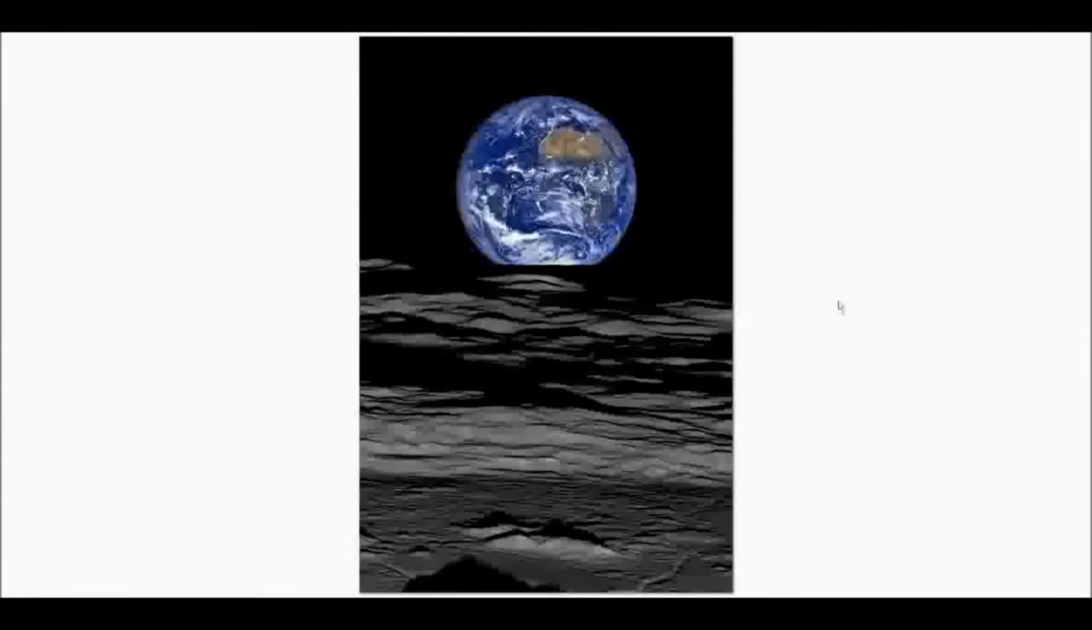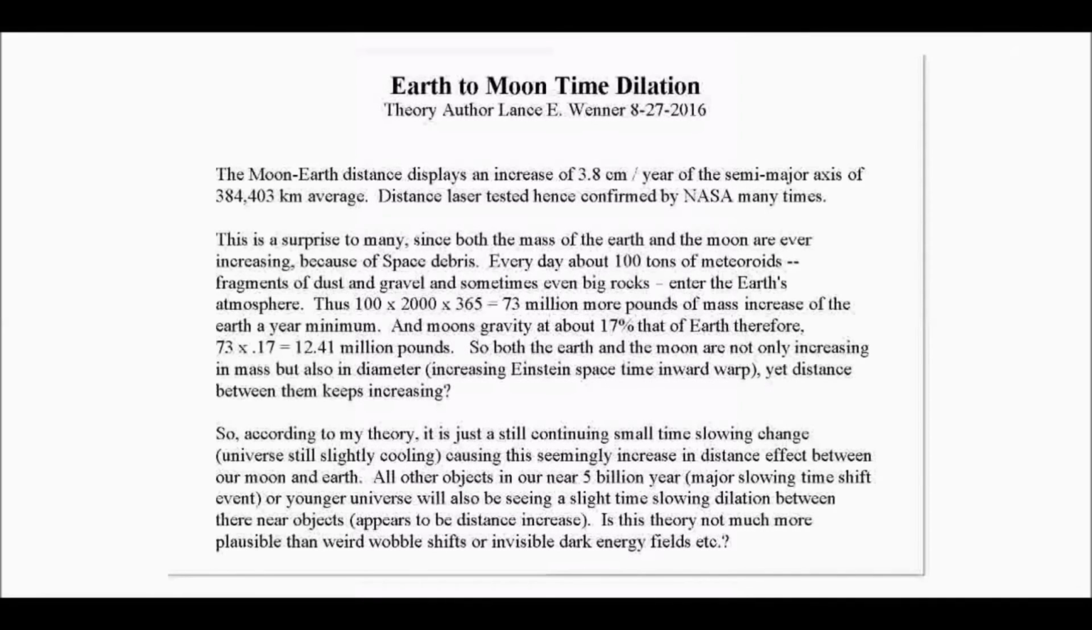So if this is true, then we should be able to measure this time variation, and it should violate gravity if there is a time variation. Okay, the distance between the Earth and the Moon is a good example of time variation. And guess what? It actually is. The distance between the Earth and the Moon changes and increases 3.8 centimeters a year. This has been confirmed many, many times by NASA.